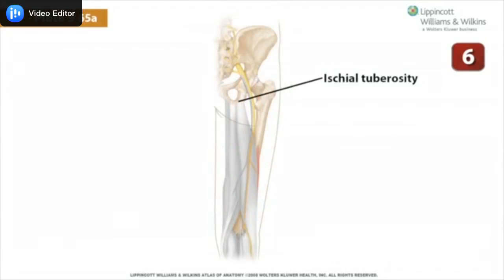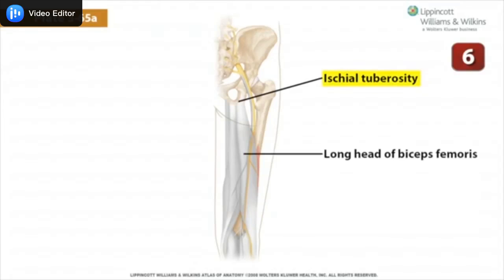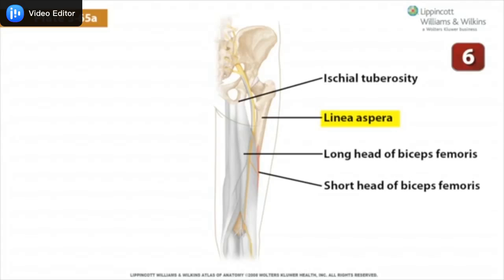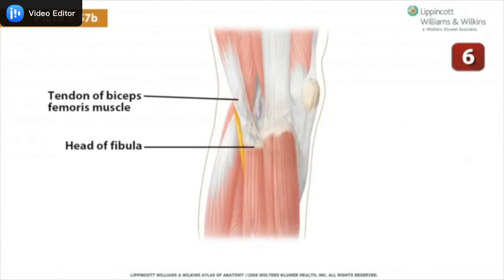Running inferolaterally from the ischial tuberosity is the long head of the biceps femoris. It merges distally with the short head of the biceps femoris, which originates from the linea aspera on the posterior side of the shaft of the femur. The single insertion tendon of the biceps femoris attaches to the head of the fibula.